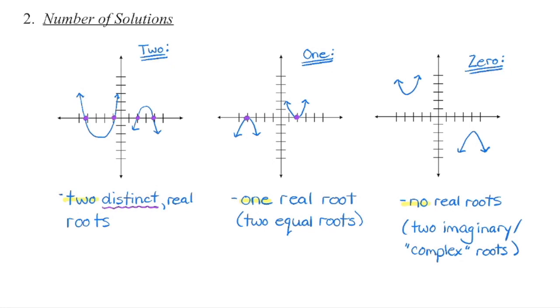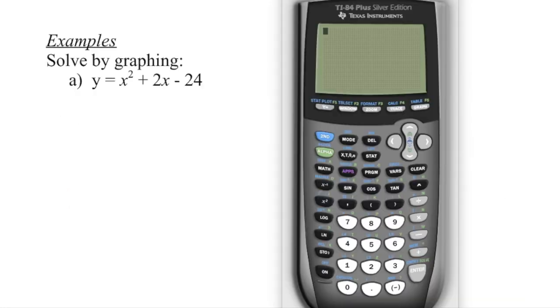Or we can also have 0 roots. If our vertex is above the x-axis and our parabola opens up, or if our vertex is below the x-axis and our parabola opens down, we will never cross that x-axis. So we have no real roots. We do have 2 imaginary or complex roots, but no real numbers. There are several ways that we can get the values of those x-intercepts. Today we're going to focus on how to do it by graphing using our graphing calculator.